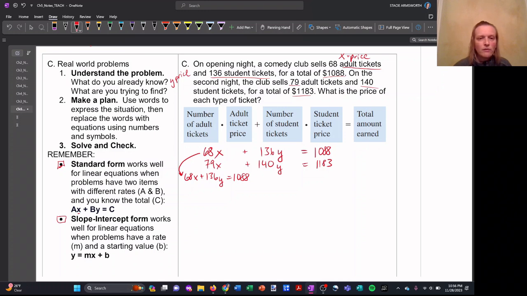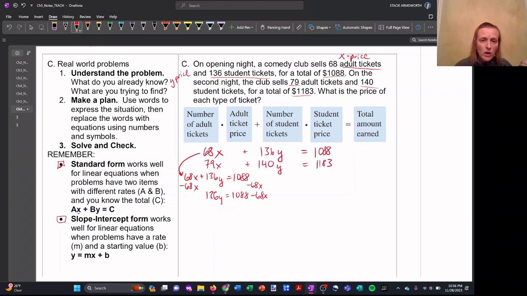To solve for y, first of all, there's no simplifying that needs to be done, no parentheses, no like terms that can be combined. So instead, I'm just doing reverse PEMDAS order. I'm going to get rid of anything that's being added to the y. So I'm going to subtract 68x from both sides. So now I have 136y equals 1,088 minus 68x.